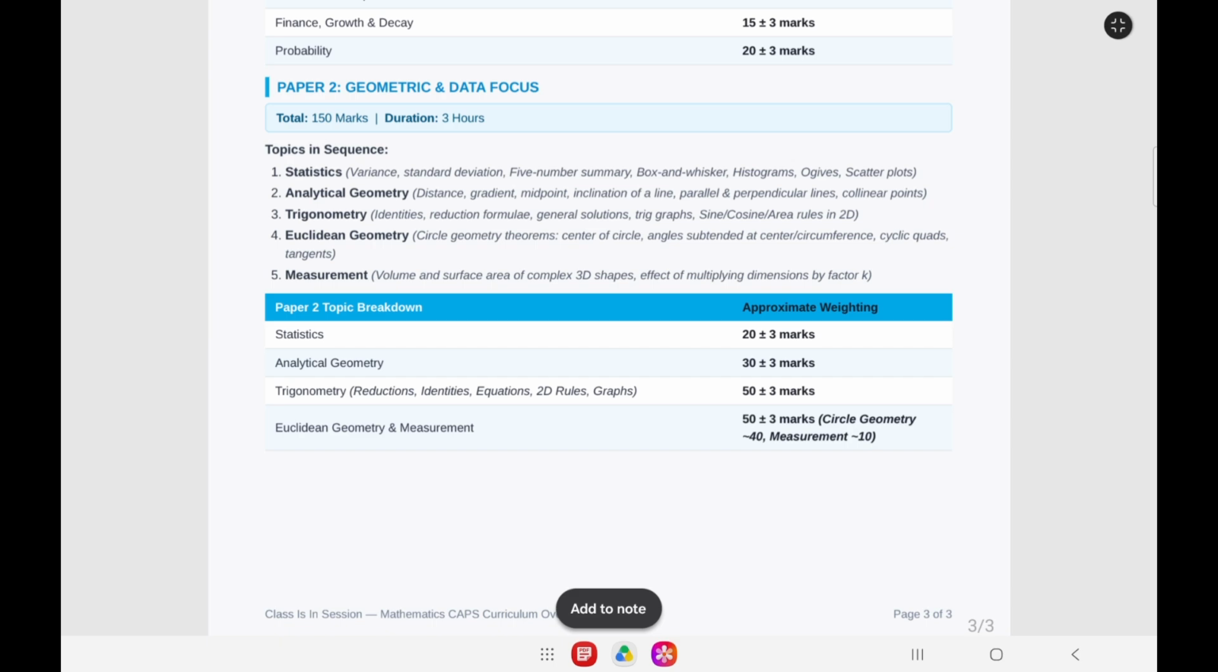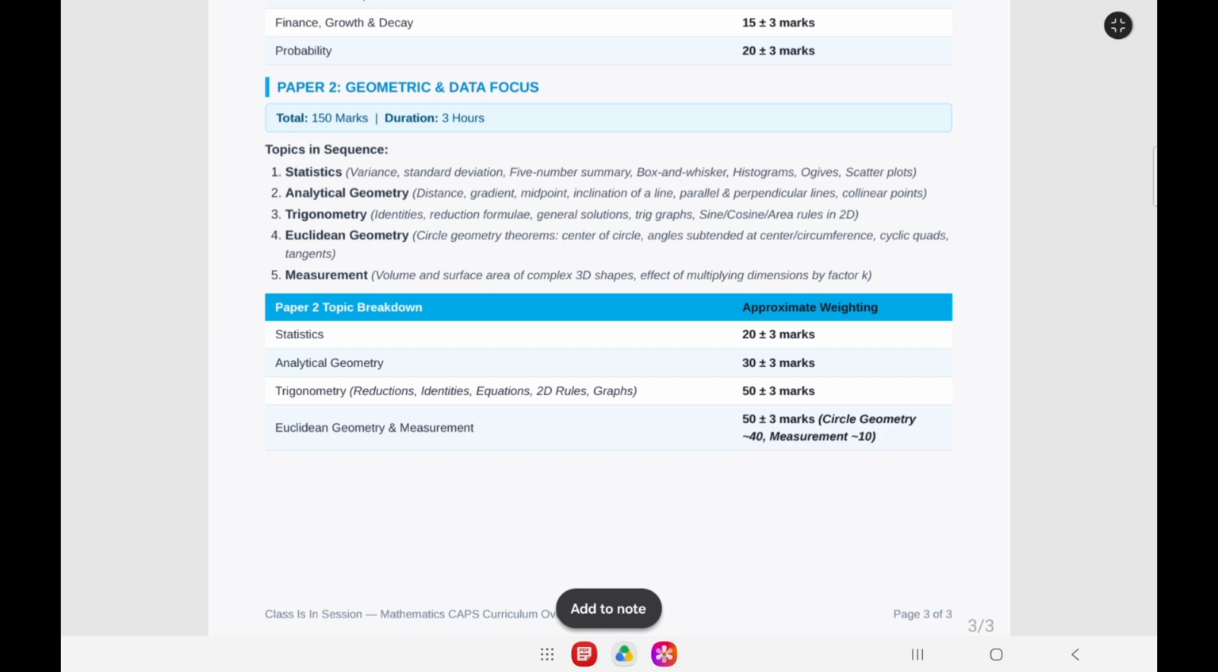And then we have Euclidean geometry, and then we have measurements. Stats could be 20 marks, or it could be less or a bit more. I doubt it'll be more than 25 marks. We then have analytical geometry, which could be about 30 marks, less or more, probably 30. And then trigonometry is the second biggest topic, if not the biggest topic. It depends on how they set.